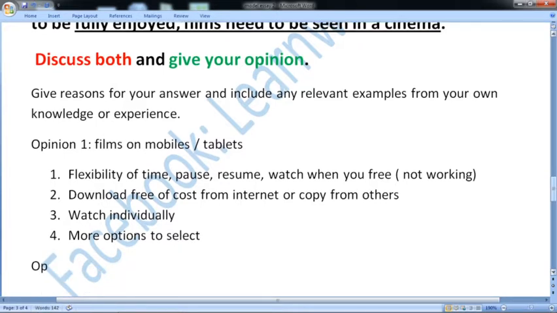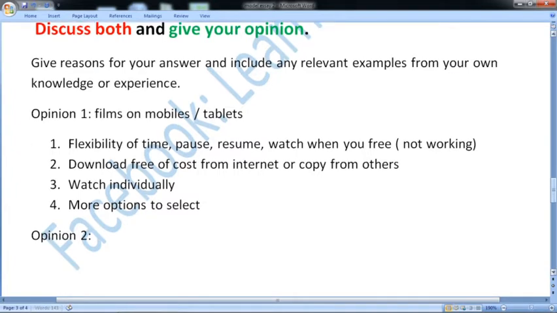Let us go to opinion 2. You can make a table. Write opinion 1 here, and then draw a line here, and opinion 2 you can put here, and then write the same points for opinion 2, or similar points or different points also. So you can make something like a table, or you can make a list like this. Opinion 2 is about watching movies in cinemas.